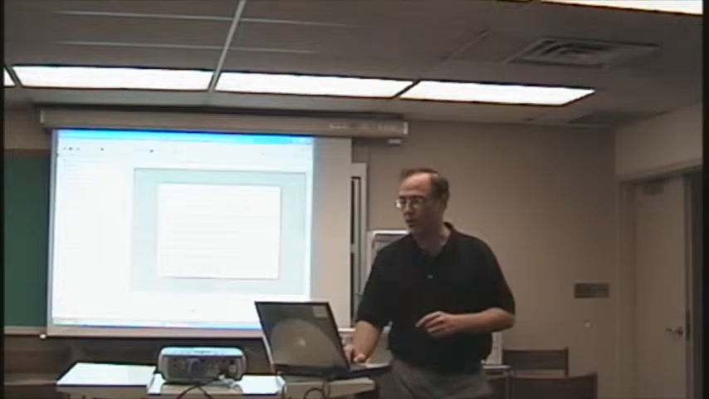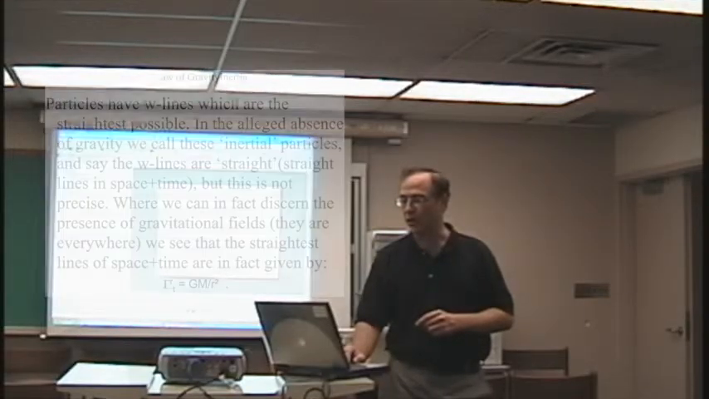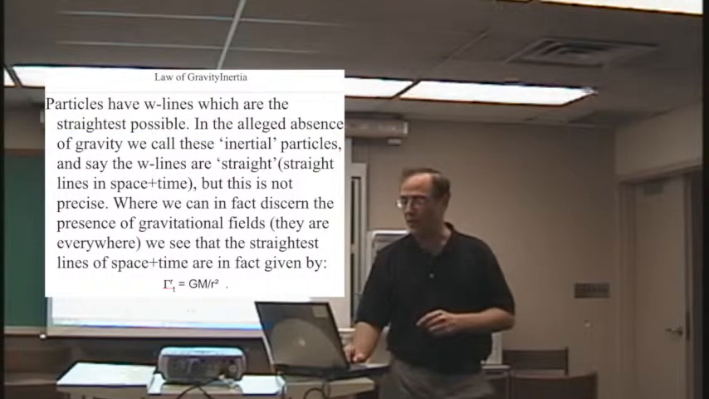The law of gravity inertia: particles have world lines which are the straightest possible. In the alleged absence of gravity, we call these inertial particles and say the world lines are straight lines in space plus time. But this is not precise. Where we can in fact discern the presence of gravitational fields, they're everywhere, we see that the straightest lines of space plus time are in fact given by this world line curvature.